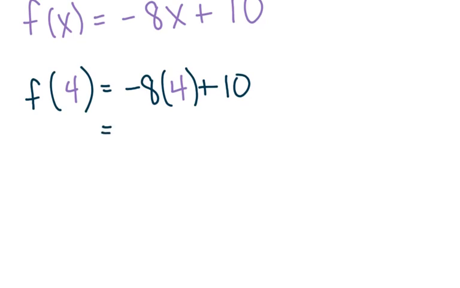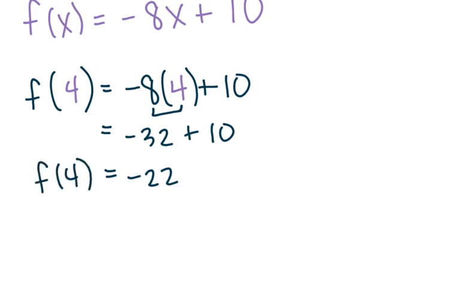All we do is simplify the right side, just like we would have done with that first example. So negative 8 times 4 has to be done first. And then we add 10. They have different signs, so we find their difference, which is 22. And the sign of the larger is negative. So then you would say that f of 4, or the output of the function f when x equals 4, is negative 22.